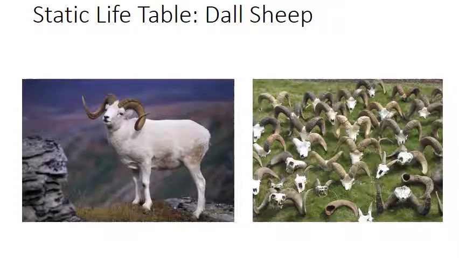So this is a famous example of a static life table. So in the 1940s, a scientist called Adolf Murie studied Dall sheep in Denali National Park in Alaska. And he collected 608, I think, skulls of these Denali sheep. And by using the rings on their horns, he could age these different skulls. And so he could determine the proportion of individuals that had died in different age classes among those skulls that he collected.